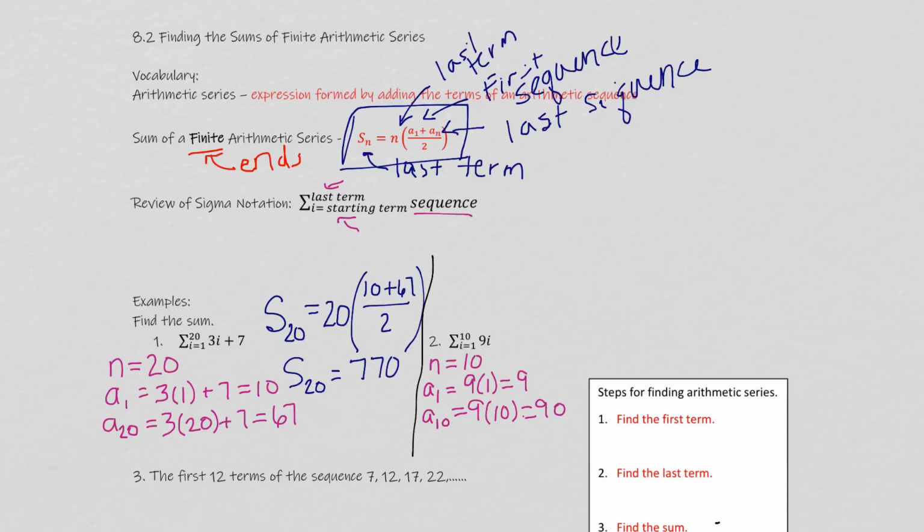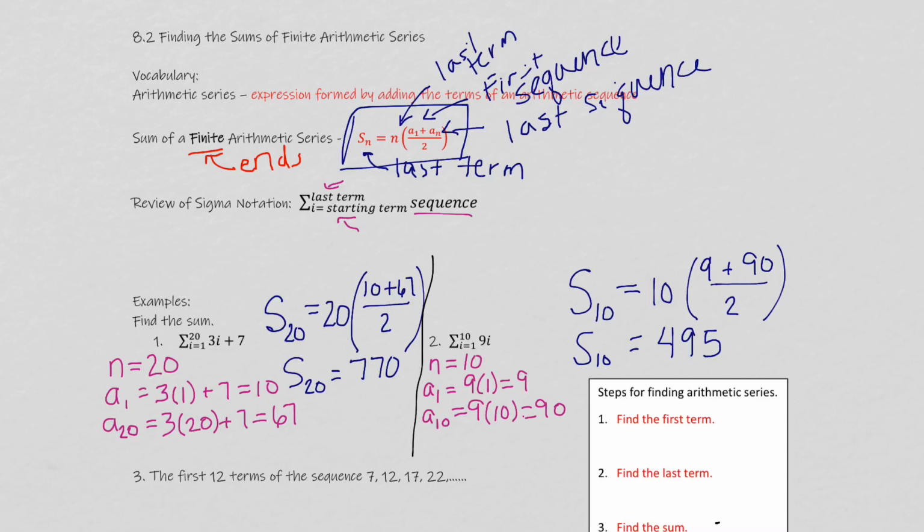Once I have that information, let's find the sum of those 10 terms. So I'm going to do the first 10 terms. I would do 10 times the value of my first term plus the value of my 10th term, all divided by 2. I work all that out, and my answer here would be 495.